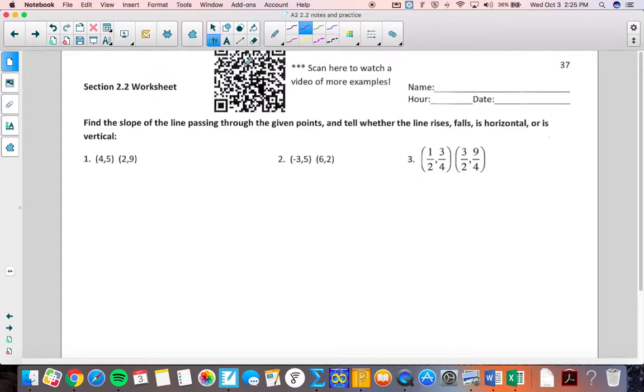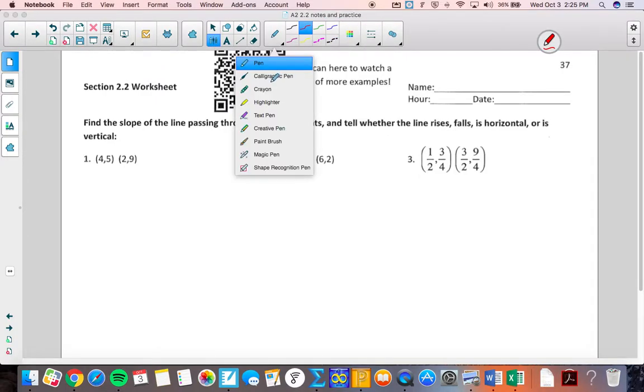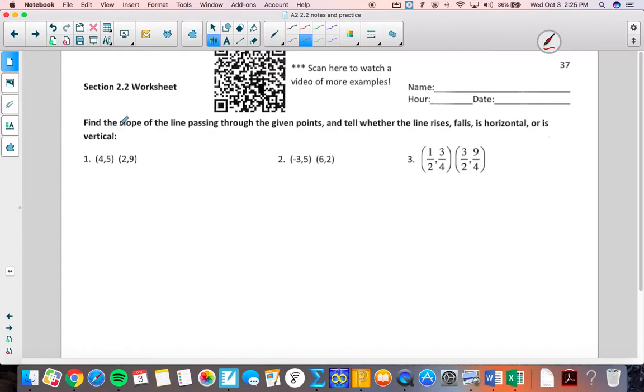Here we are working on worksheet 2.2, talking about slopes of lines. Find the slope of a line passing through the given points and tell whether the line rises, falls, or is horizontal or vertical. And when we say rising or falling, we're going from left to right. As we move from left to right along the line, are we going up, rising, or going down, falling?